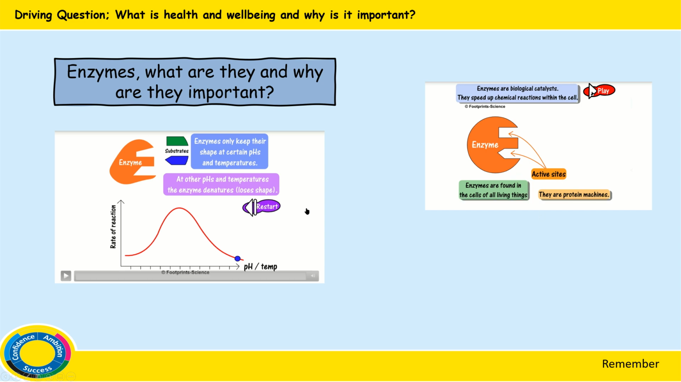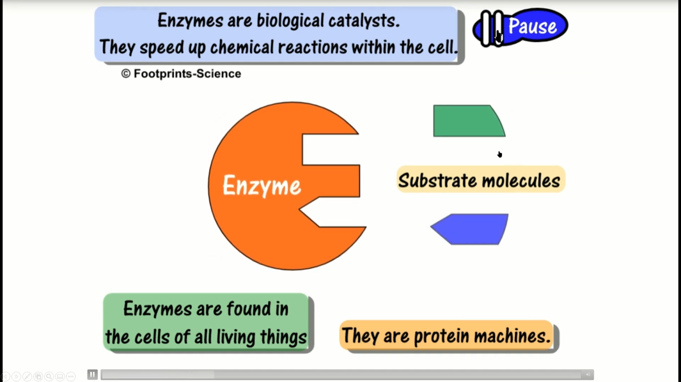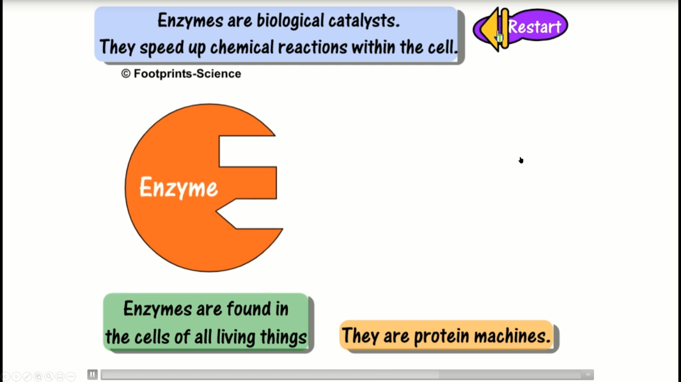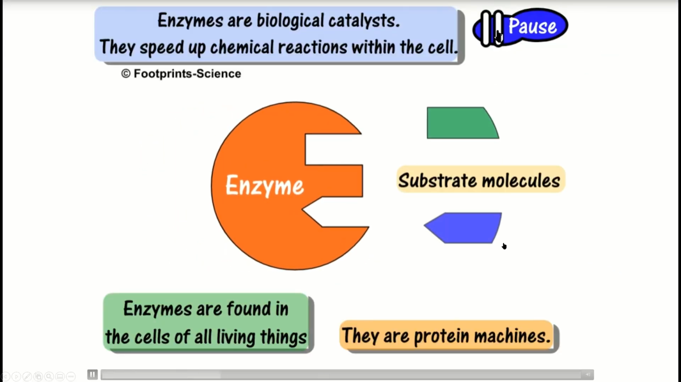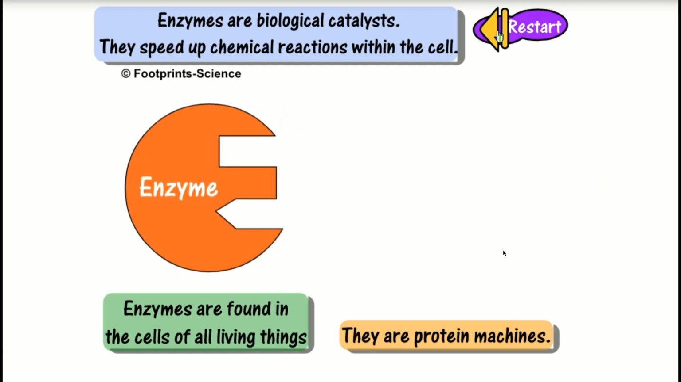So look what happens here when I get 2 substrates joining to my enzyme. My substrate molecules, and it makes a new molecule. So this is how it can build proteins. Let's watch that again. They are protein machines. They build proteins that we use for growth and repair. If you're a bit unsure about any of the enzymes, then go back and look at the last video from Miss Burnett.